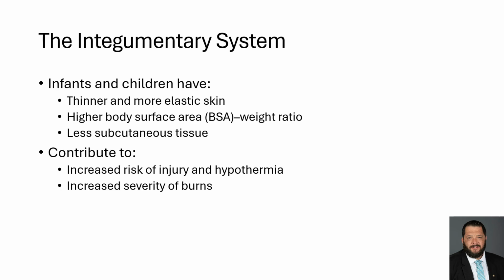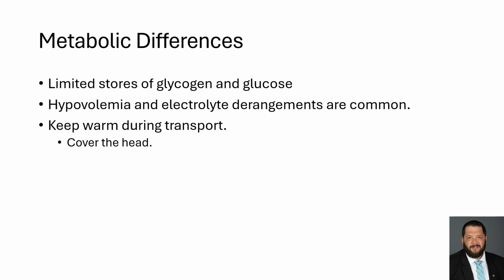As far as the integumentary system, infants and children have thinner, more elastic skin and a higher body surface area. This complicates things, particularly with temperature management. So again, make sure that the environment you're treating your patient in is appropriately temperature controlled to ensure we're not getting excessive heat loss for these patients. They also have less subcutaneous fat, which also affects the ability to maintain temperature homeostasis. These things contribute to the risk of increased injury and hyperthermia, and also the increased severity of burns.